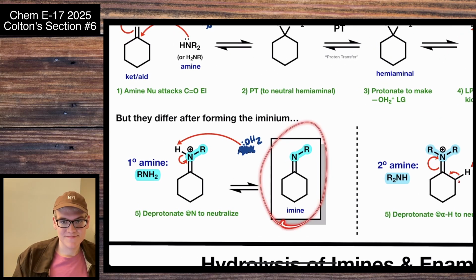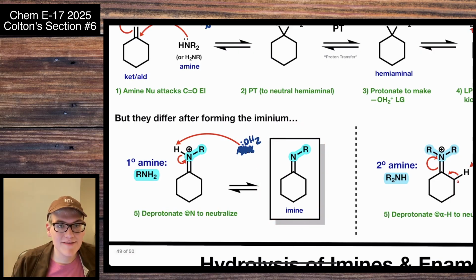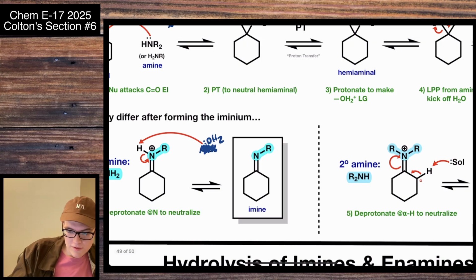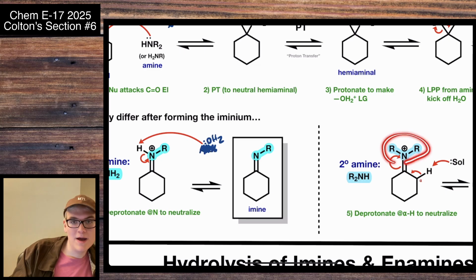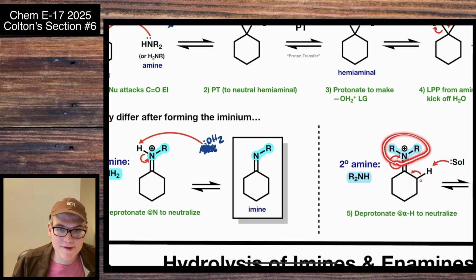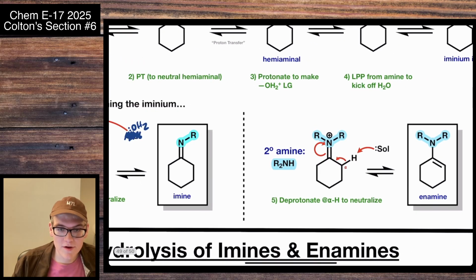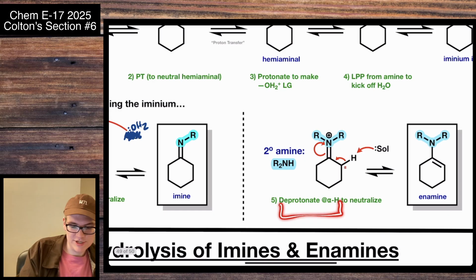Easy peasy. The issue is when we have a secondary amine, both of these bonds are carbon-nitrogen bonds, which are pretty hard to break. So, because we do not have an easy way of deprotonating the nitrogen here, what we do is this sneaky move that's called an alpha deprotonation.